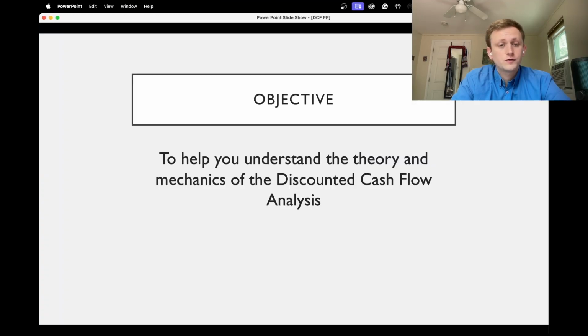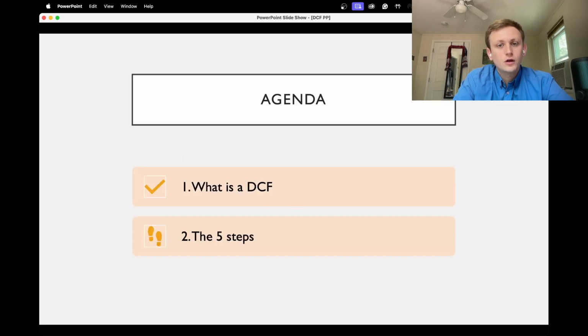So the objective for today is to help you understand the theory and mechanics of a discounted cash flow analysis. So first, I'm going to give you a definition of a DCF. Then I'm going to show you the 5 steps to complete a DCF. And then I'm actually going to implement those 5 steps.